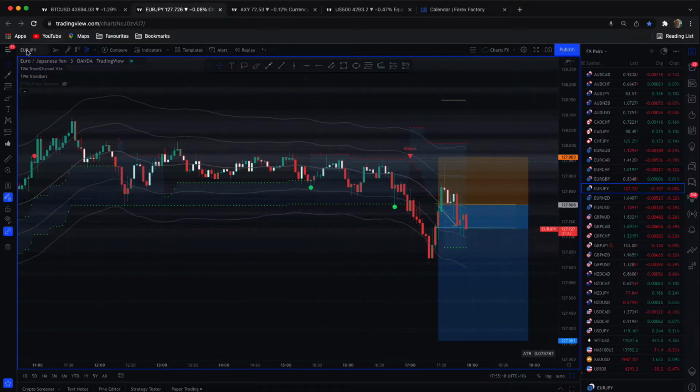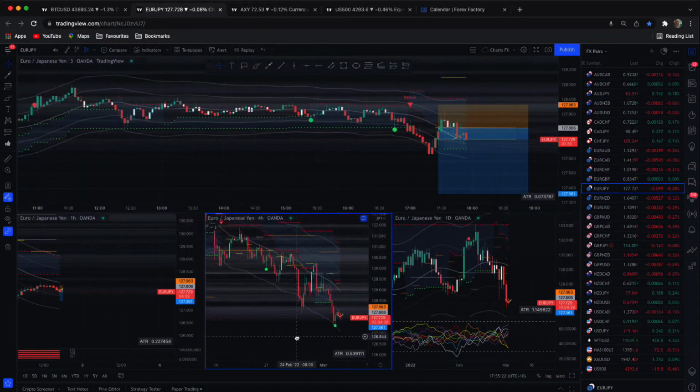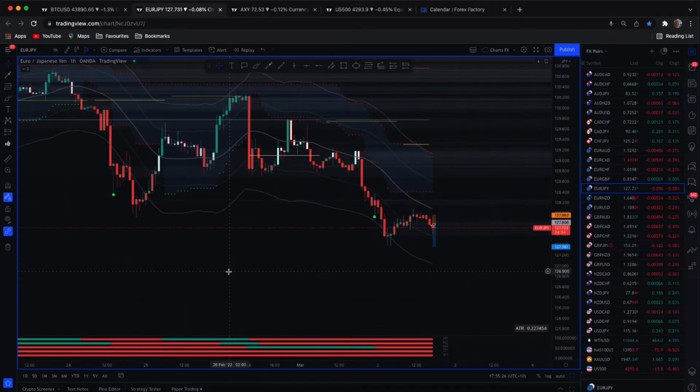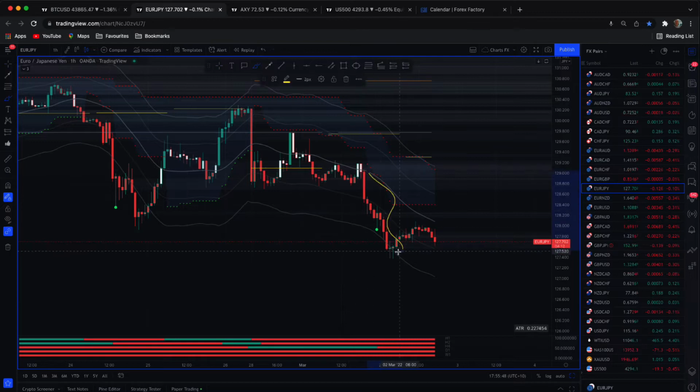Now, why I took this trade, Euro Yen. First up, having a look at it on the hourly time frame, we can see the higher time frames are bearish. So I'm looking for the short opportunity. We had this move, pulled back, and we could see this rolling over. So then I'm looking for, on the lower time frame, the 3-minute, the move back into the mean on the 1-hour chart.